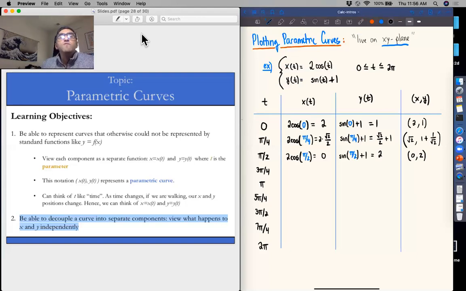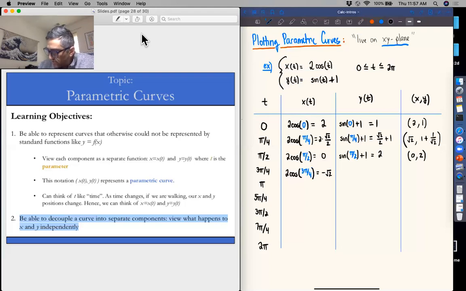And we can keep moving along, moving on to cosine of 3 pi over 4. Cosine of 3 pi over 4 is a negative square root of 2 over 2 times 2. Well, that gives us basically the same thing as the cosine of pi over 4, just with a negative attached to it. So this is actually equal to minus square root of 2.